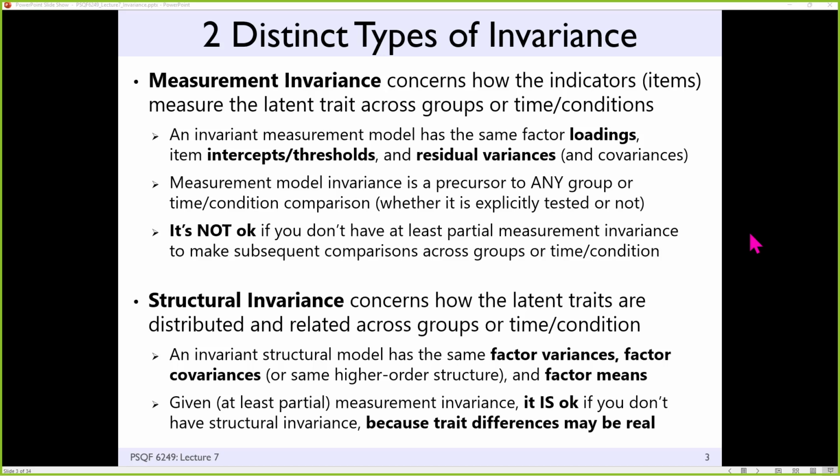You might want to know, are people who identify as this group different in their trait amount than people who identify as that group? That might be a real question. And you can answer that real question if you have enough measurement invariance to back it up. So trying to figure out how groups differ. Is it in how the items relate to the trait, or is it in the traits themselves? That's the question. Measurement versus structure. Okay, with me so far?